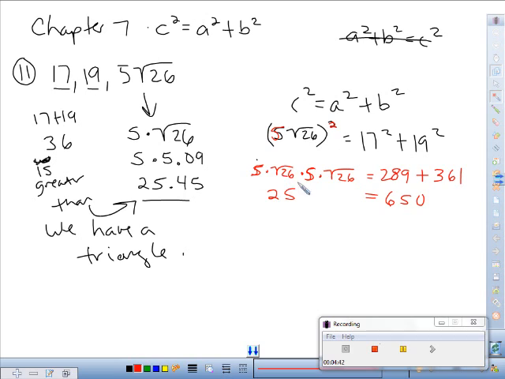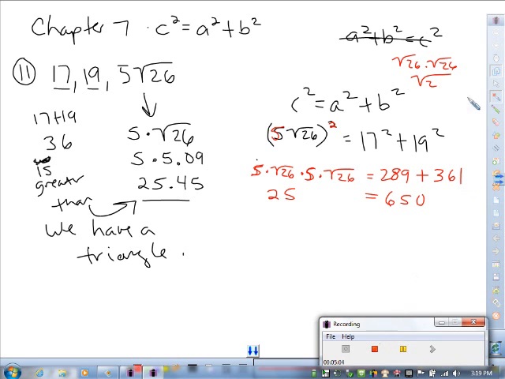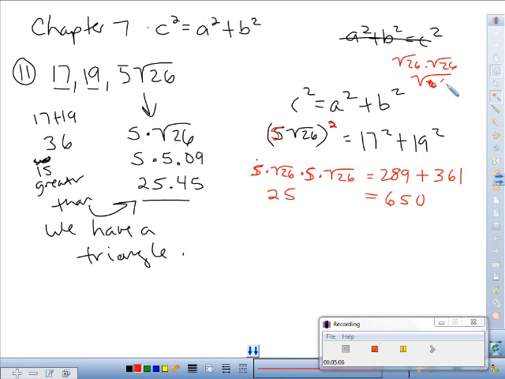Then down here, this square root of 26 times the square root of 26 is a really big number. Now, Elijah's going to tell me what it was. What is it? Oh, no, square root of 26 times square root of 26. What's 26 times 26? Okay, it's only 676. Okay, 676. But what is the square root of 676?